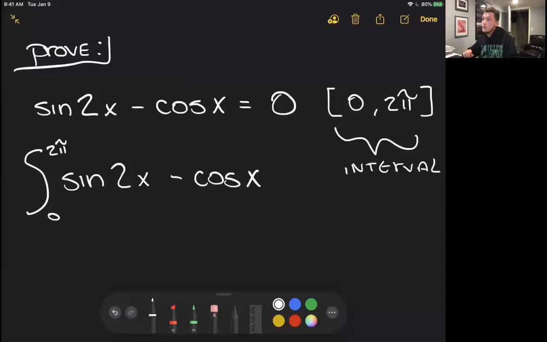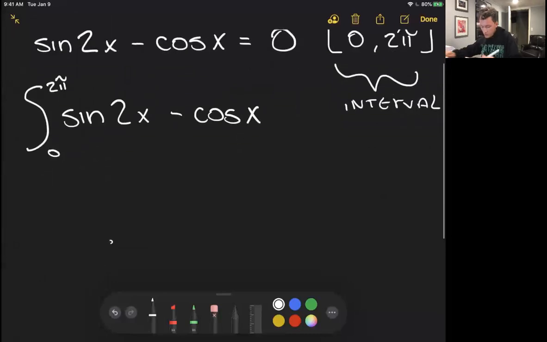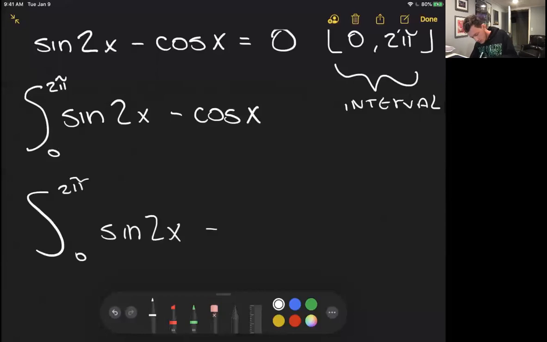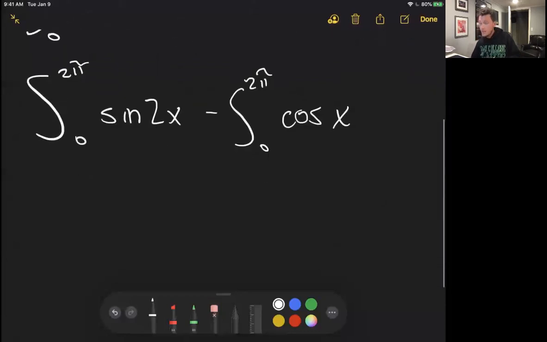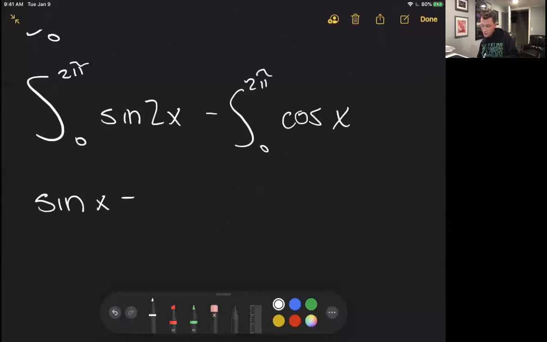So what we can do here is separate the integration through one rule, and that then gives us the antiderivative, which we want to find. Before we even do this, technically speaking, like I said, we can separate it out: the integral from 0 to 2 pi of sine of 2x minus the integral from 0 to 2 pi of cosine of x. So when we calculate the antiderivative, we end up getting the sine of x minus 1, and then the second one right here.